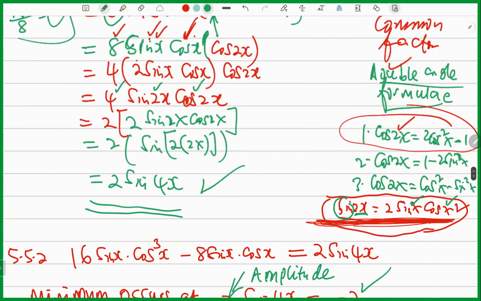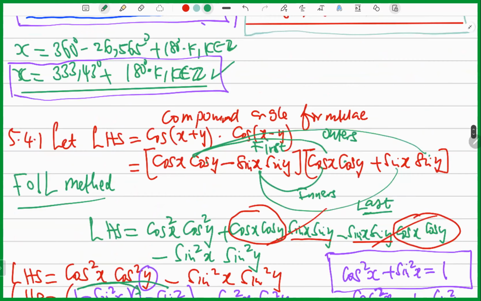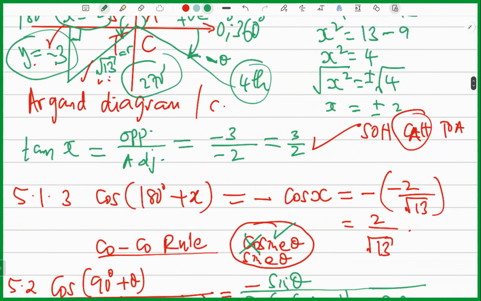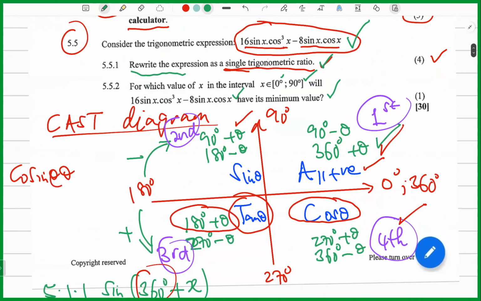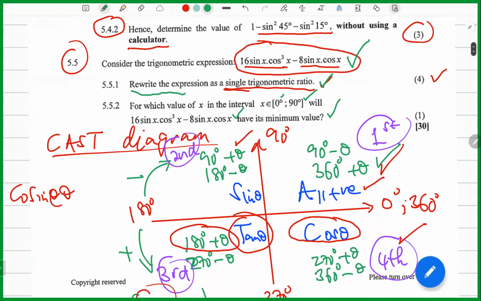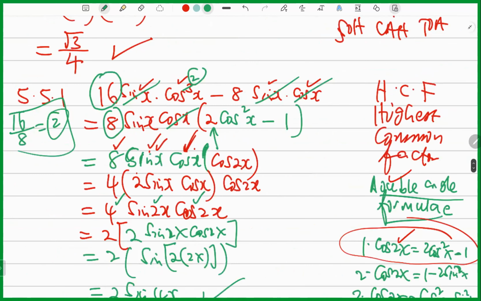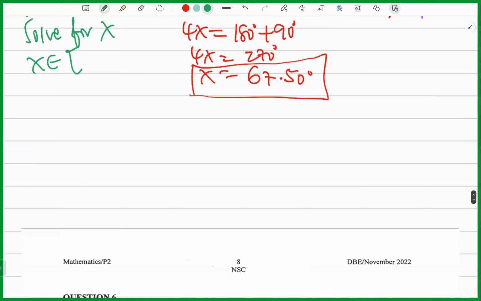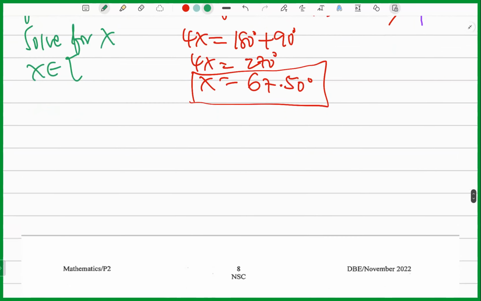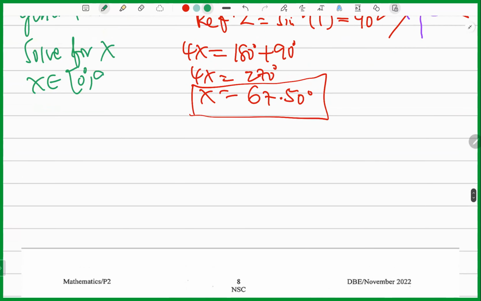Let me just check again. Right, so let's see here. They said for which value of x we must solve for x in the interval between 0 and 90 degrees. Will these have its minimum value? x an element between 0 and 90 degrees. So at this point, you need to say x is an element of the interval between 0 and 90 degrees.